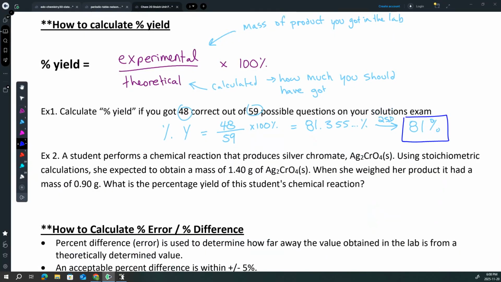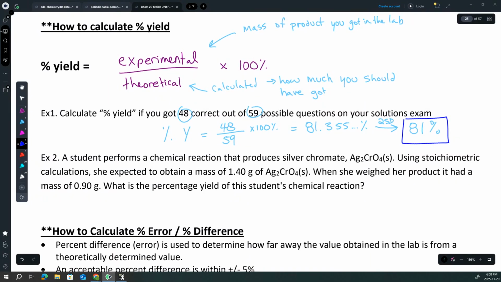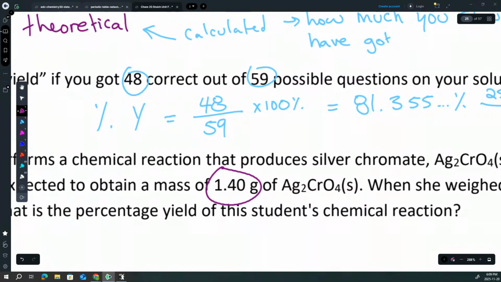All right, let's move on to the next example. Now this is a little bit more involving chemistry, using an experiment. A student performs a chemical reaction that produces silver chromate, and using stoichiometric calculations, she expected to attain a mass of 1.40 grams. So she's doing a calculation, and her calculation said she should have gotten 1.4 grams. So this right here is a theoretical value because she calculated it.